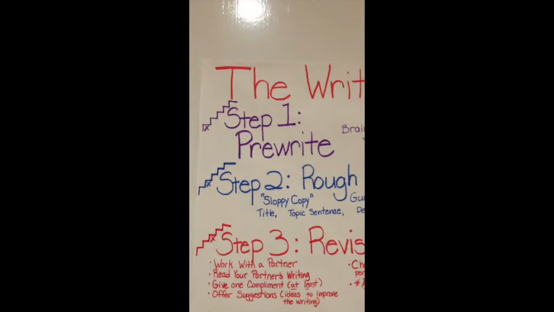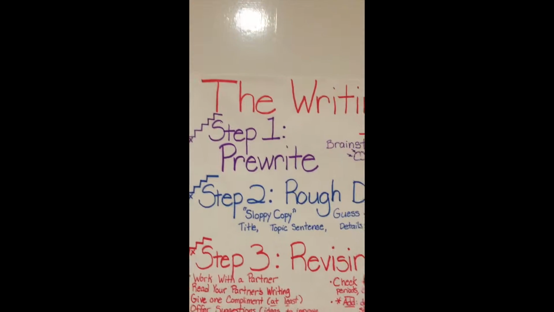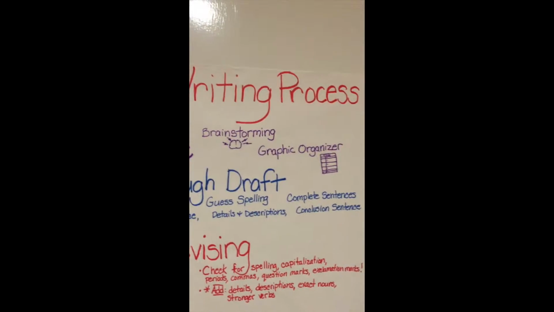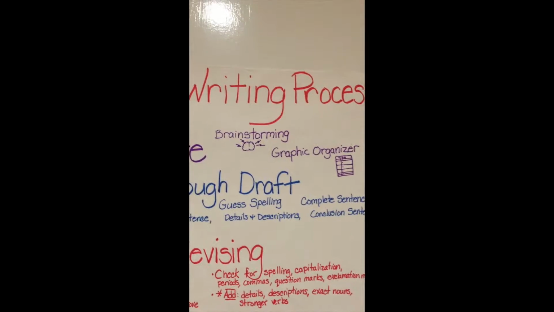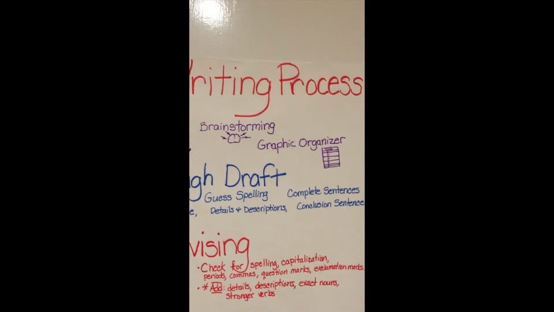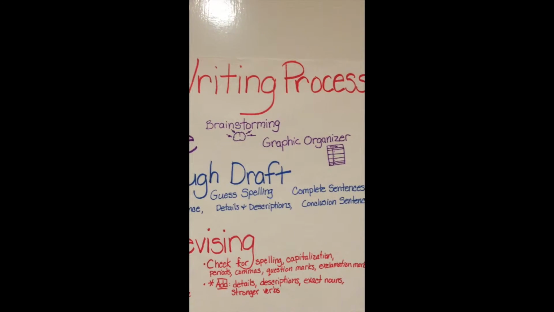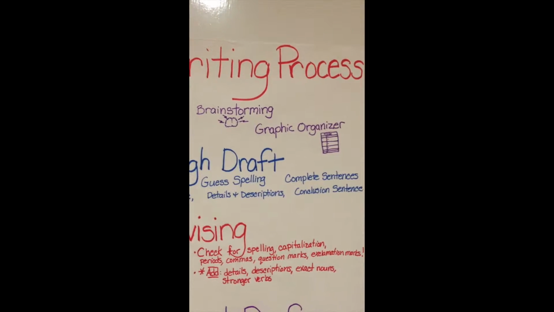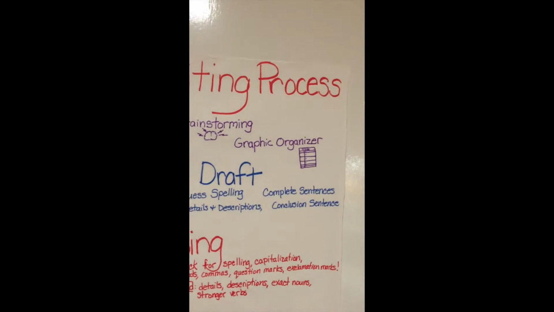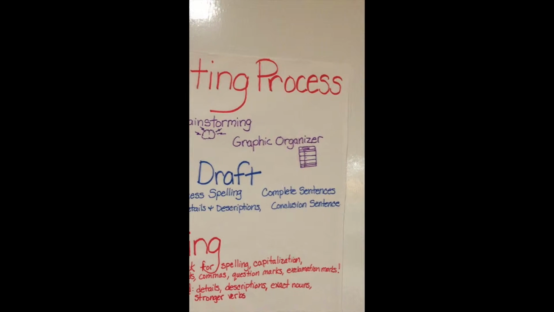And let's begin by talking about the first step in the writing process. Step 1 is your pre-write. And during the pre-write stage, we're going to be brainstorming. We're going to, as a class probably, sit down and talk about all the ideas we have for our stories. And we're going to get them all down on one big sheet of paper. And then you're going to make up your own graphic organizer. And let's talk about what a graphic organizer would look like for a narrative story.